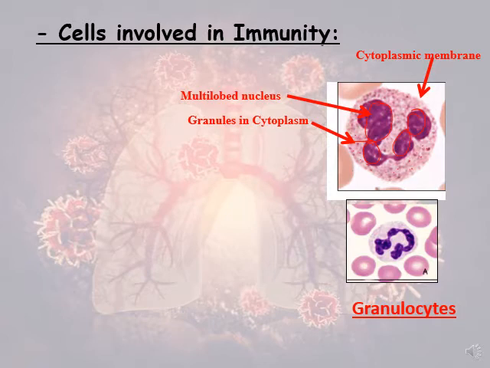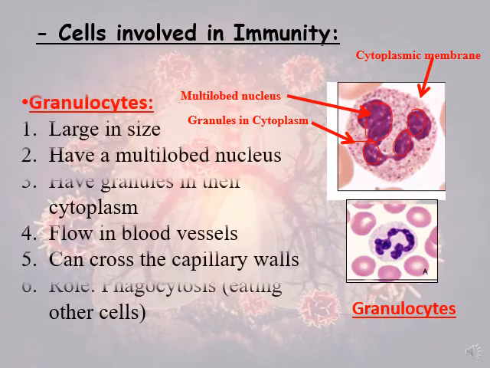What is the meaning of this? Meaning that the nucleus is composed of more than one lobe. Multi means many. So a nucleus with many lobes. Okay, this is the difference between the granulocytes and the monocytes. In the monocytes, if you remember, we have a horseshoe shaped nucleus, whereas in the granulocytes we have a multi-lobed nucleus. Let's move to the notes.